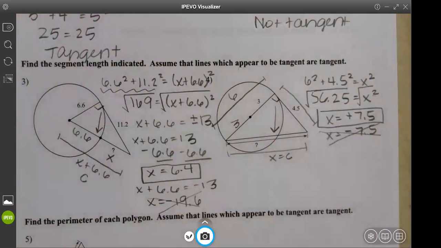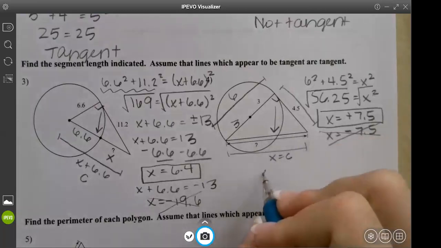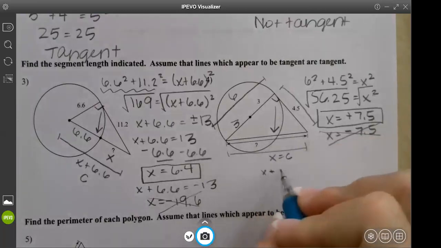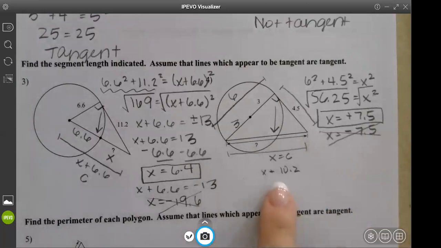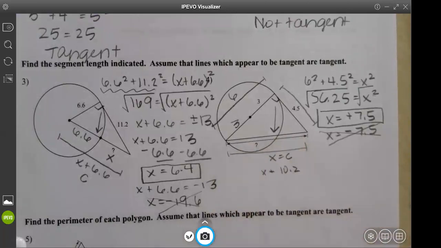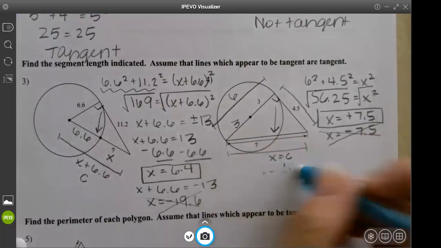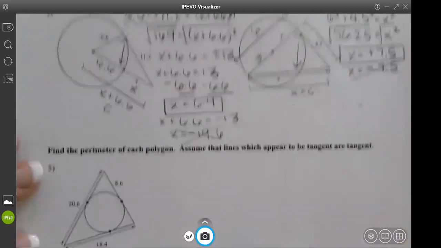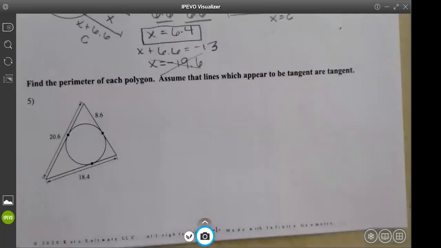All right, so I know it seems pointless to keep doing both because one of them gives you a negative. However, if this turned out to be like x plus 10.2 and you're trying to solve it for this, x could be negative because it makes the whole measure positive. So just make sure that we're looking at what the measure is. All right, hopefully we'll get one of those. I don't know if we will.